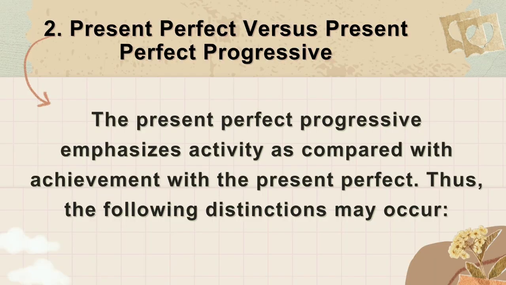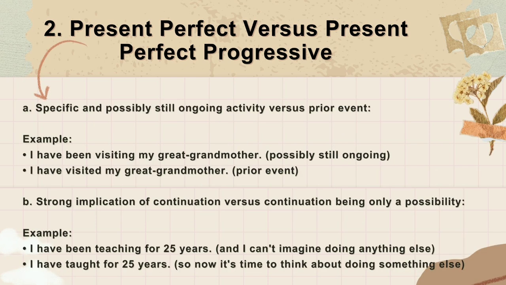The second one here is that present perfect progressive emphasizes activity as contrasted with the achievement of the present perfect. Thus, the following distinctions may occur. Letter A, specific and possibly still ongoing activity versus prior. Example here is, I have been visiting my great-grandmother. That is possibly still ongoing siya. The second example is, I have visited, kumbaga tapos na, my great-grandmother. That is a prior event. So, yun yung pagkakaiba niya.